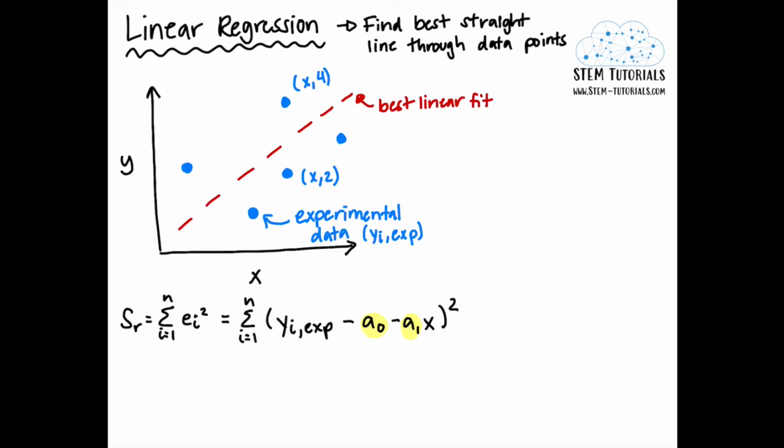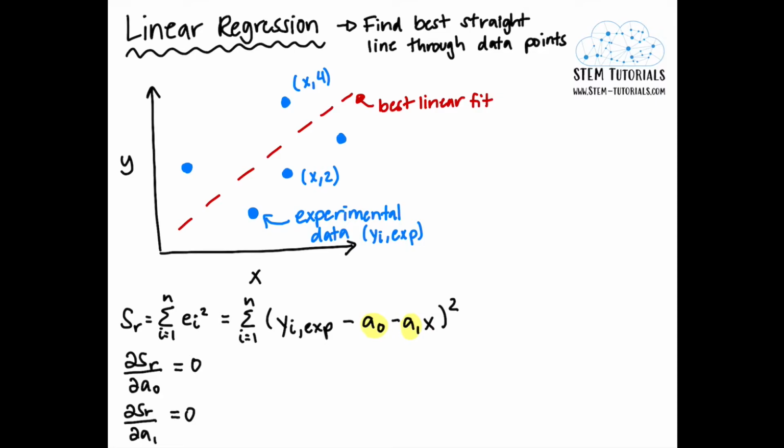And so to determine our line of best fit, what we need to do is take the derivative of our sum of errors with respect to each coefficient. So with respect to a0 and with respect to a1. And we need to set this equal to 0.